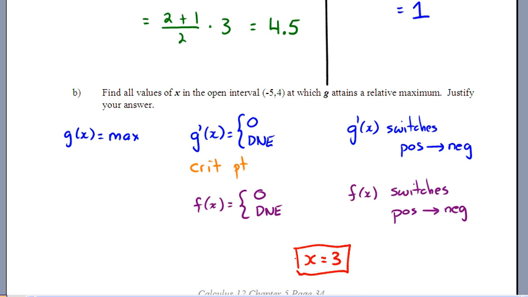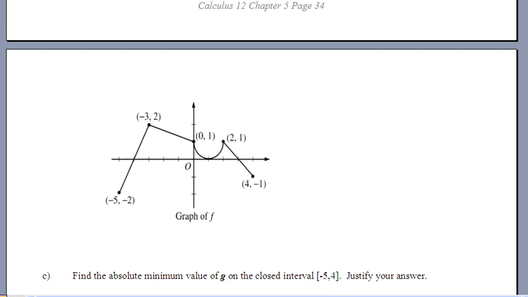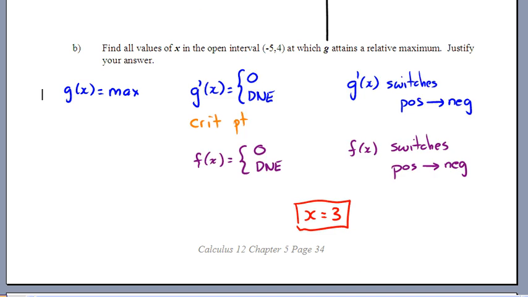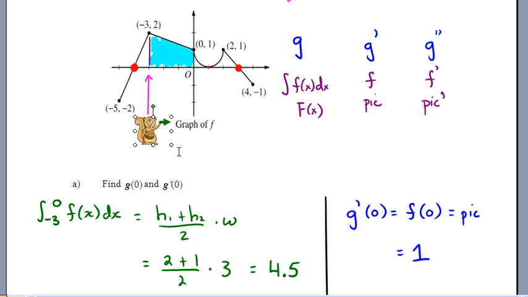Okay, so far so good. Just got one last page here. So they've got a couple more questions. There's the little courtesy graph again. Let me go and grab my area gathering chipmunk.